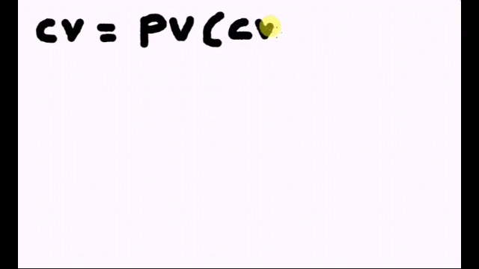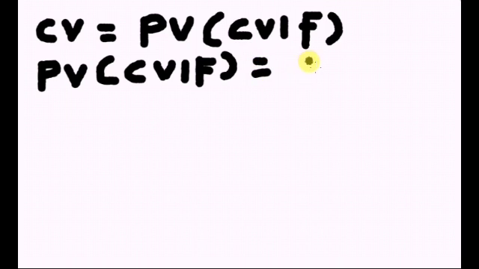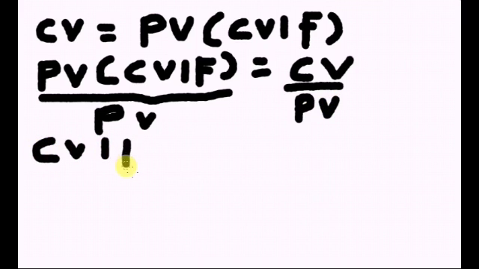So to calculate the interest rate, the first thing that I need to calculate is the compound value interest factor. I'll say compound value is equal to the present value multiplied by the compound value interest factor. Then I'll divide both sides by the present value.